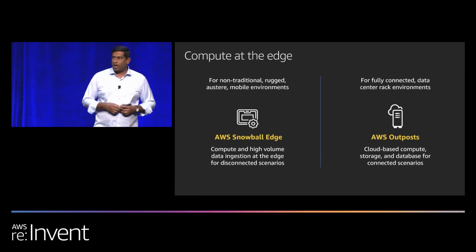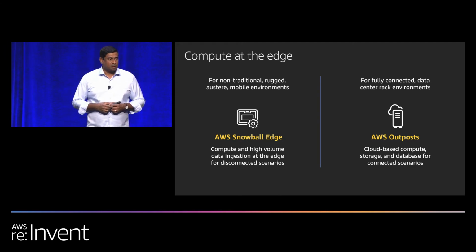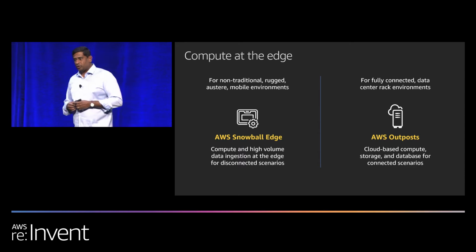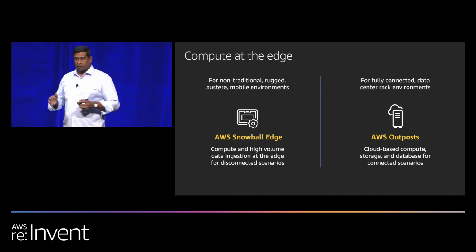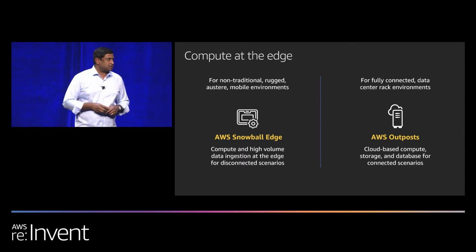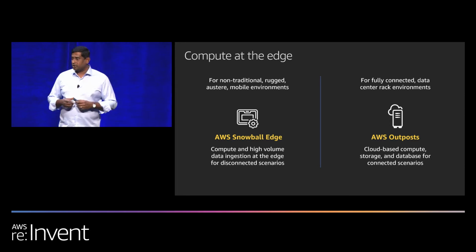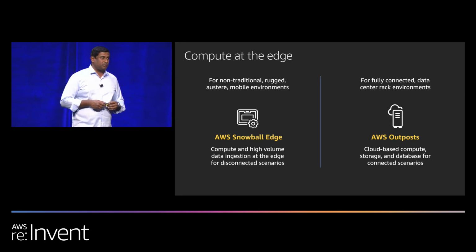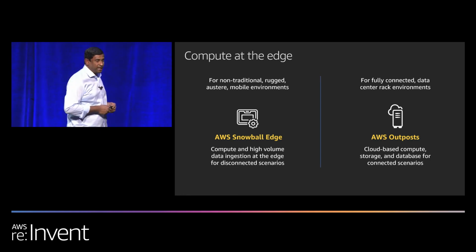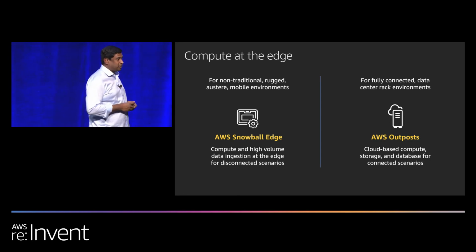AWS offers two options for edge computing: AWS Outposts and AWS Snowball Edge. Although this session is focused on the Snow family of devices, it's good to take a minute to understand the environment that is suitable for using AWS Outposts and the environment that is suitable for using the AWS Snowball Edge for your edge computing use cases.